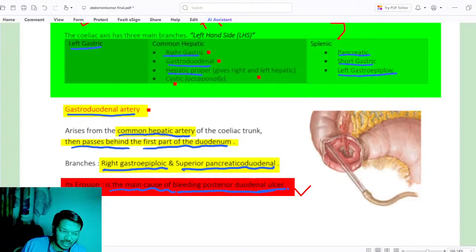This is very forceful bleeding, especially if any patient presents with a bleeding peptic ulcer, first we suspect it could be a gastroduodenal artery erosion. That's why immediately we need to take the patient for endoscopic ligation, right? Endoscopically, we try to reach up to here, and we try to put some clip to occlude the bleeding.